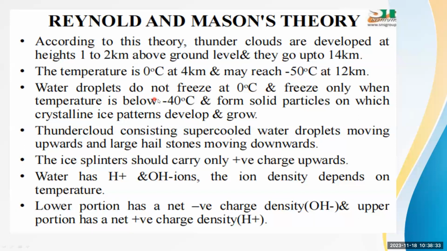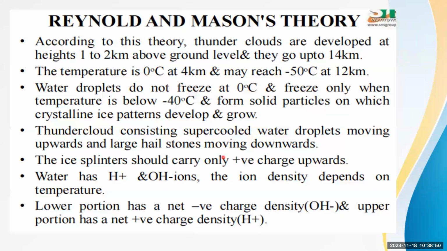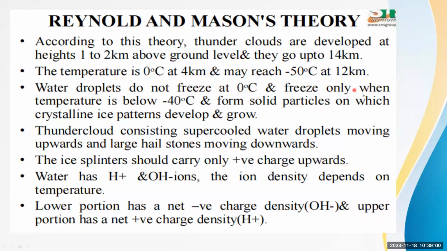Water droplets do not freeze at 0 degrees Celsius. That is why the raindrops are present in the lower part of the cloud. Water drops do not freeze at 0 degrees Celsius, and freeze only when the temperature is below minus 40 degrees Celsius, from solid particles on which the crystalline ice patterns develop and grow.